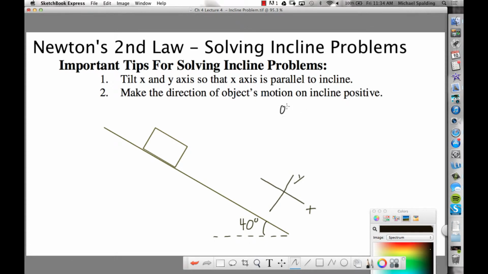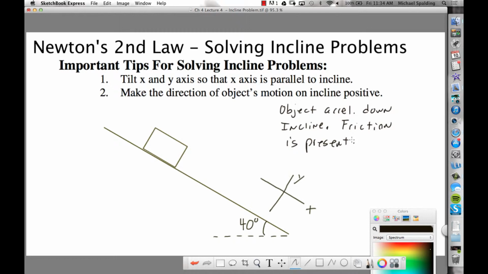I'll write it down here. Object accelerates down incline, friction is present. So what I want you to do, you try it first, because if I just show you, you're not going to really think about it.